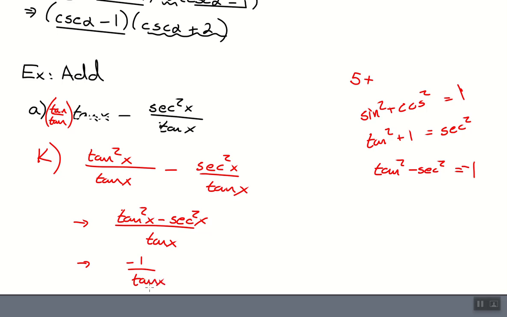Well, that's okay, but I could make it nicer. What's 1 over tangent? So this is just negative cotangent x. I'm going to go over here to do it.